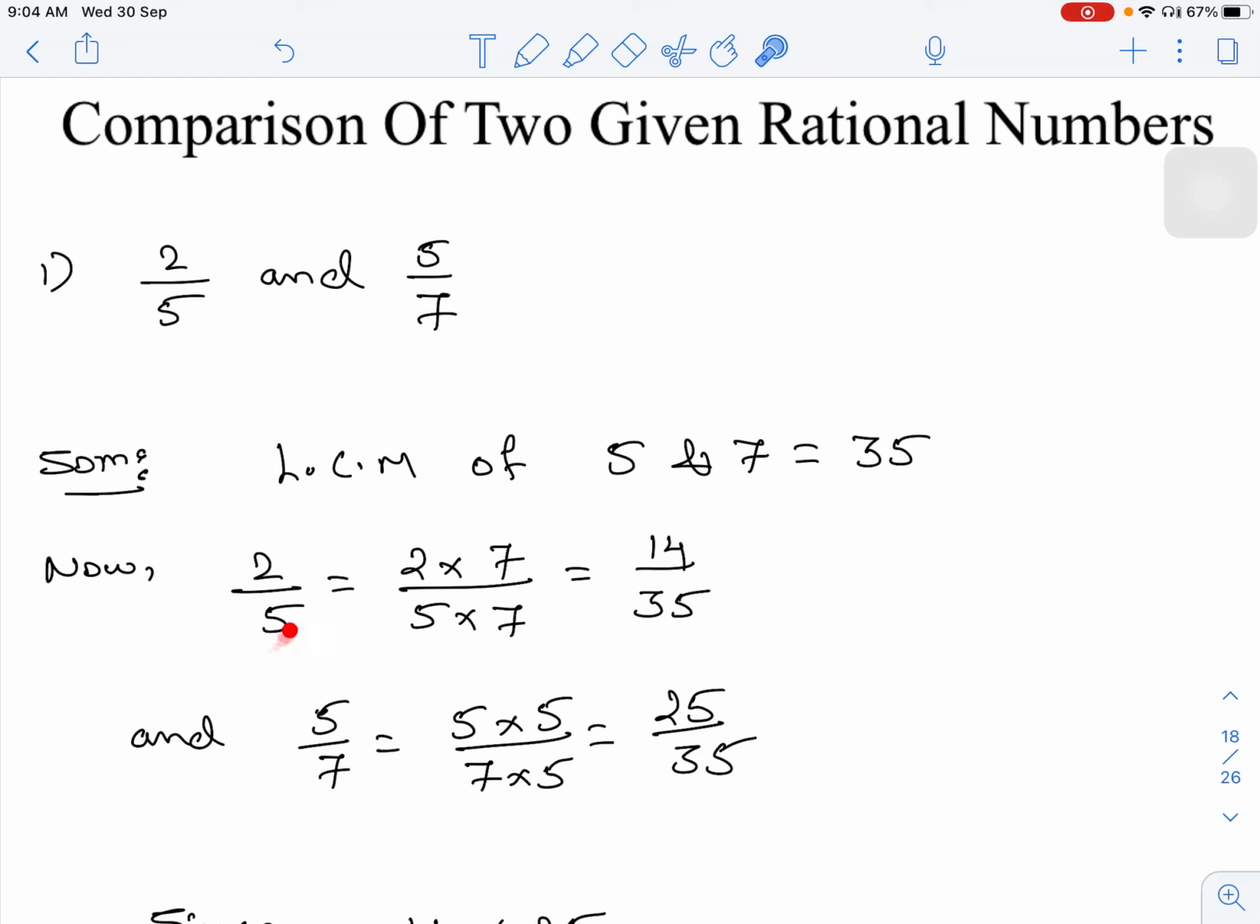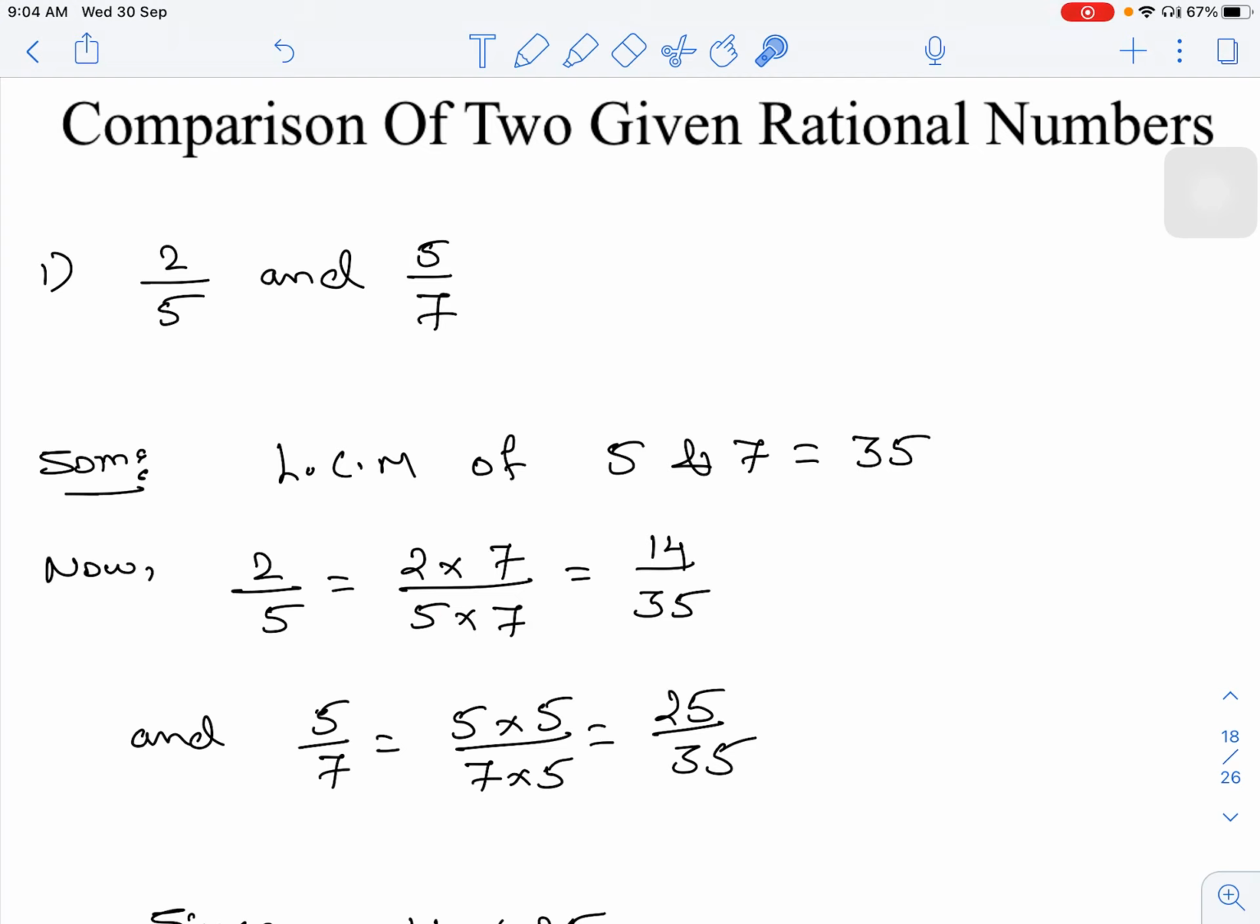So we were having 2 upon 5. Now we want to change this 5 into what? 35. So what we have done, we have multiplied it by 7. Now whatever number you are multiplying here, the same number must be multiplied to the numerator. Okay, so 2 into 7 will become 14, and 5 sevens are 35. This is our first condition.